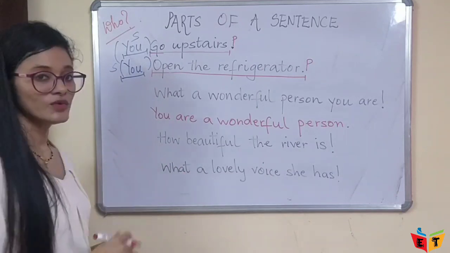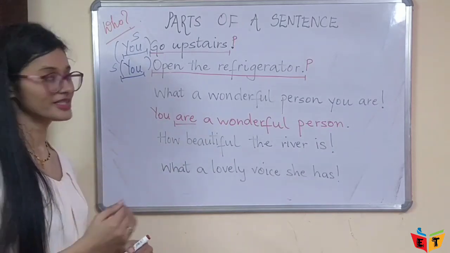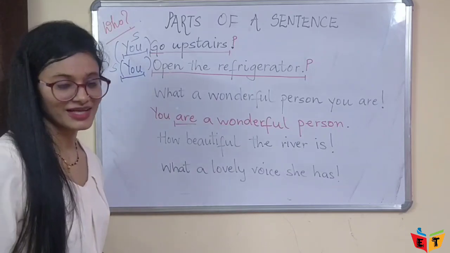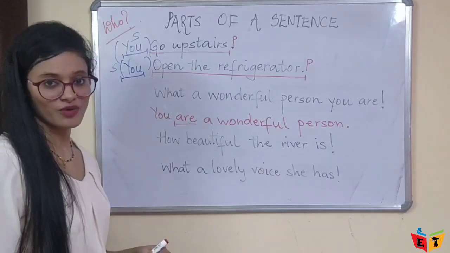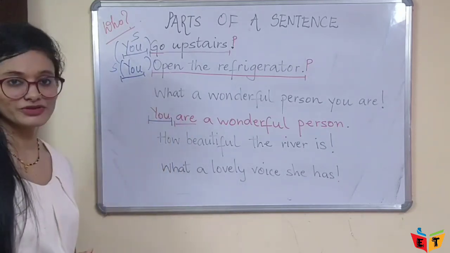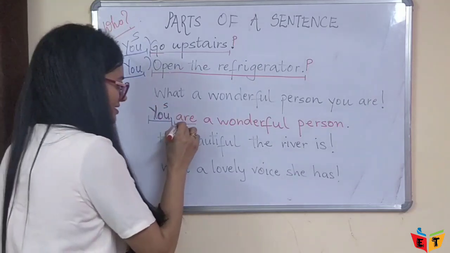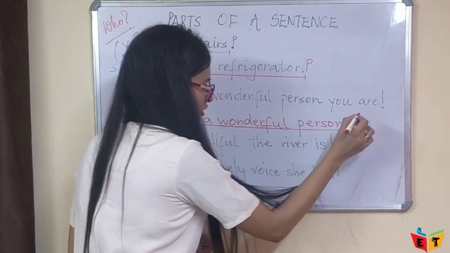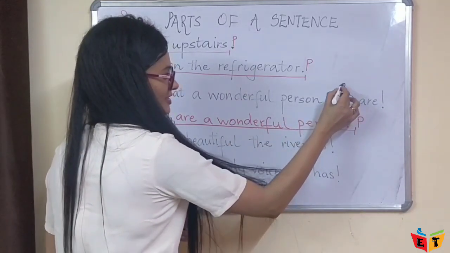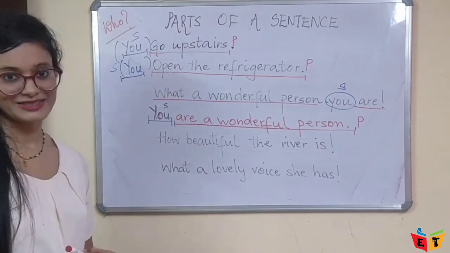Now, where's the verb? Let's find out the verb here. Okay, it is are. Now let's ask the question who to find out the subject. So who are a wonderful person? The answer that we get for the question who are a wonderful person is you. You are a wonderful person. So you is your subject here, and the rest part of the sentence is your predicate.